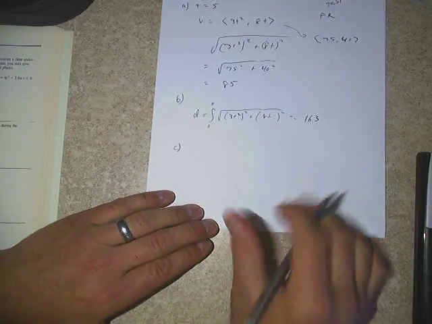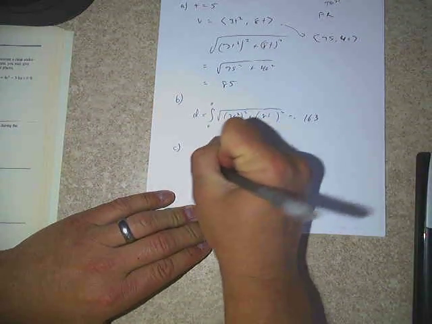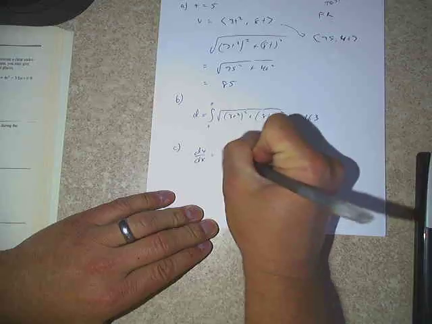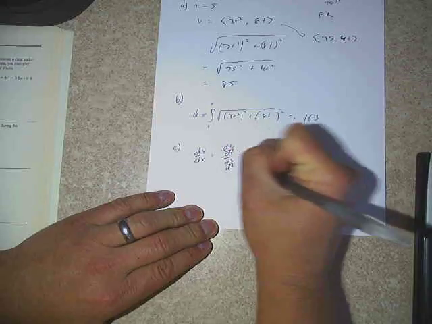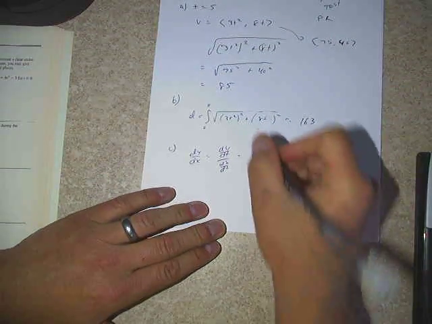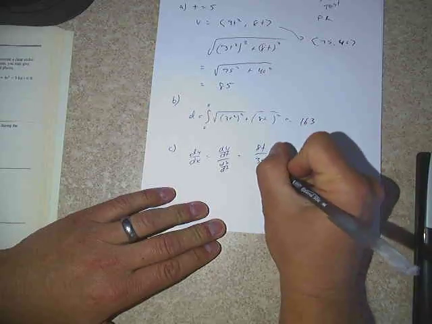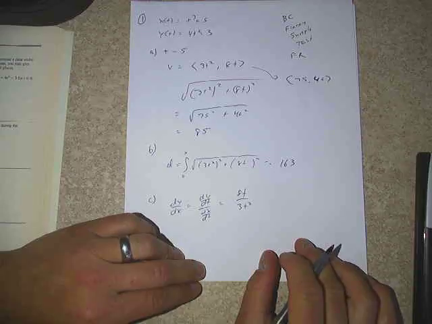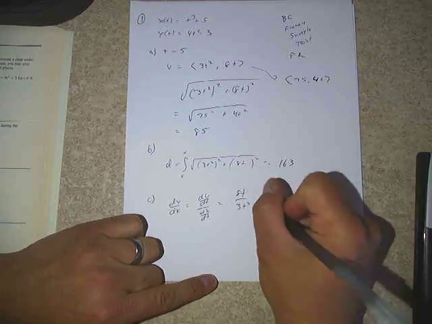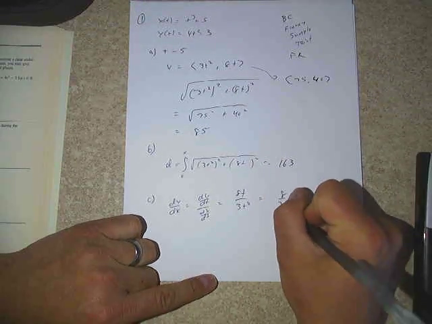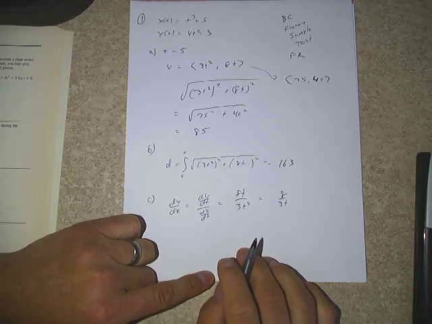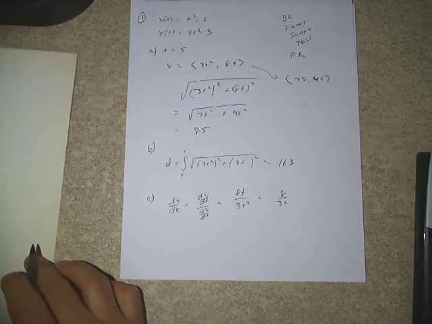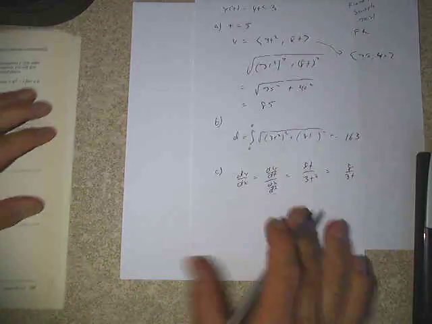And on part C, it says find dy dx as a function of t. If we want to find dy dx, we know in general that dy dx is equal to dy dt over dx dt. And dy dt is 8t, and dx dt is 3t squared. Found those above. So therefore we'd get 8 over 3t.